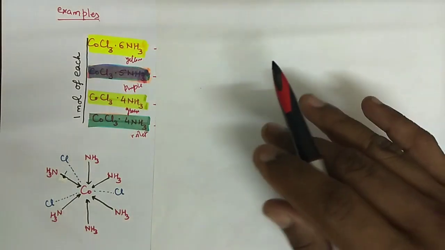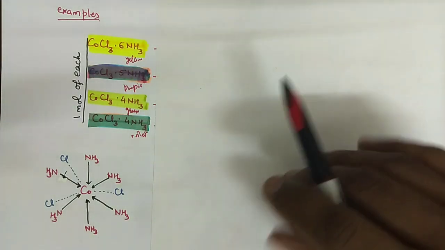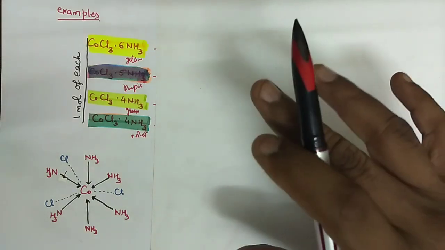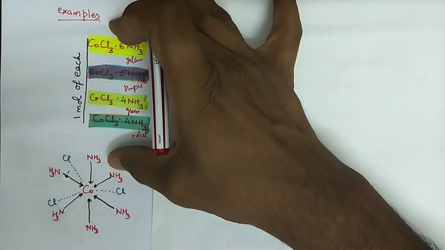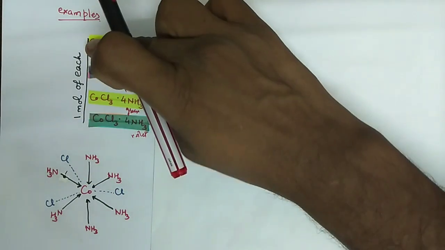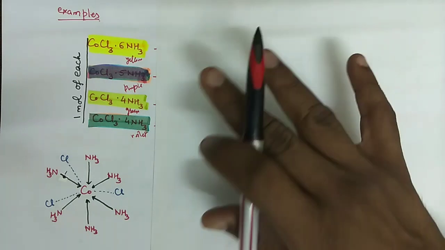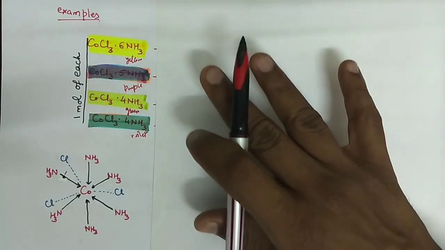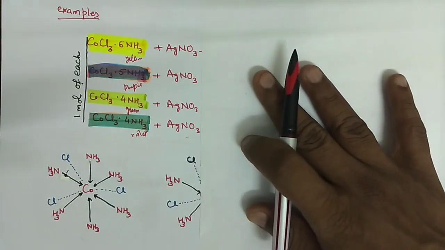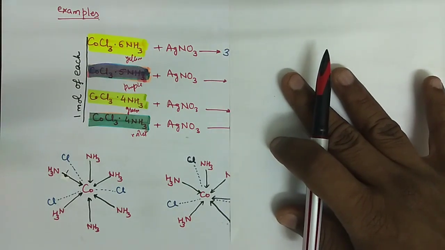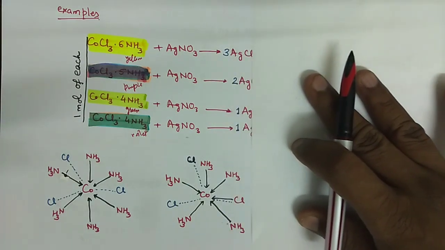So now the question is, how do we know, and why do they have different colors? How do we know this, right? There was an experiment done by many different chemists: the reaction of all these compounds, taking 1 mole of each of these 4 separately, with silver nitrate, and that silver nitrate must be in excess. So here is the silver nitrate, and you can see that the reaction resulted in this.